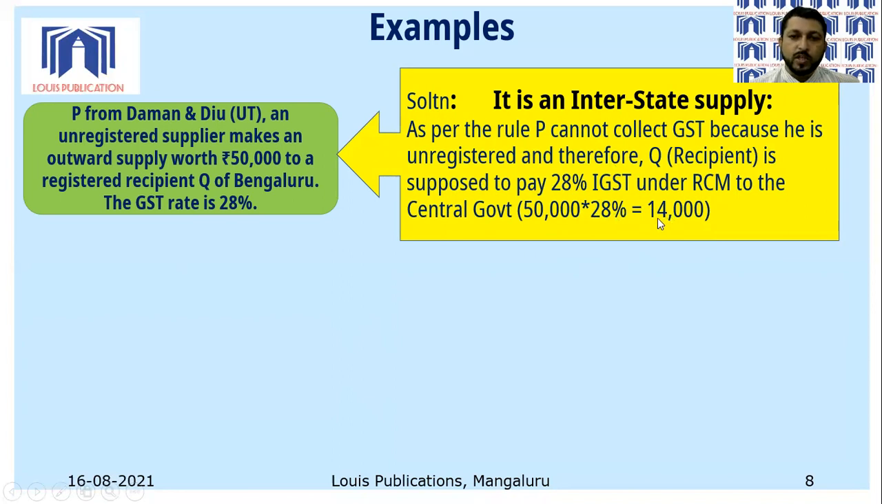So 14,000 IGST will be paid by Q directly to the central government, and thereafter the central government will share half of this, that is 7,000, with the Karnataka government, because the recipient is based in Bengaluru in Karnataka, under destination based consumption tax. So the central government will share 50% of the IGST revenue with the Karnataka government.